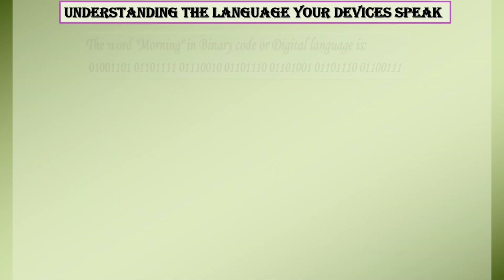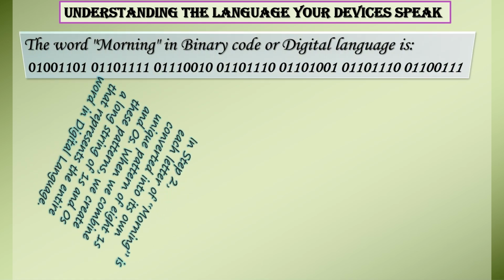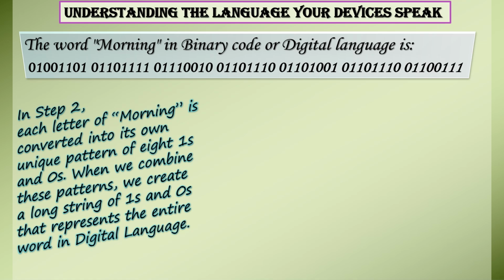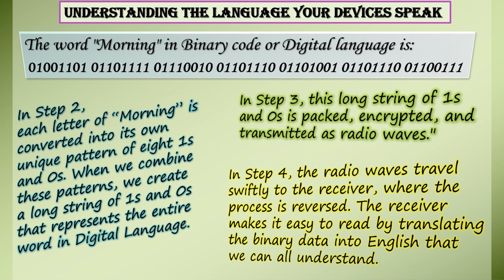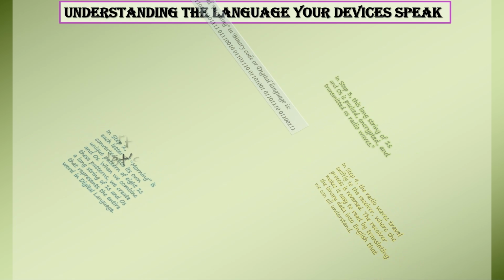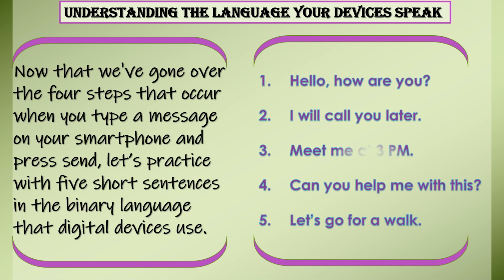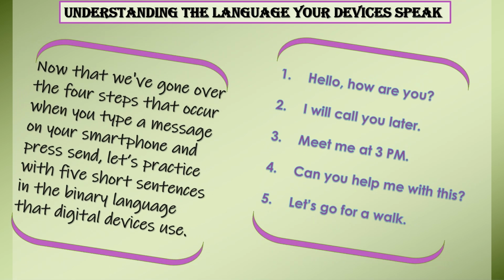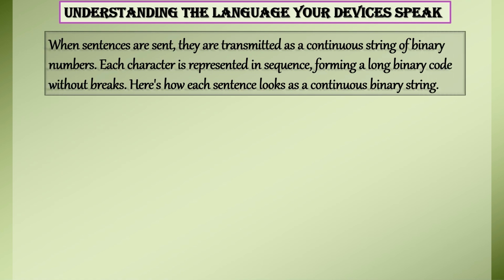In step 3, the message is converted into a string of binary code. To illustrate this, let's take the word morning as an example. What you see here is how each letter in the word is represented in binary code using only ones and zeros. This process involves converting each letter to its corresponding ASCII code, which is then translated into binary.